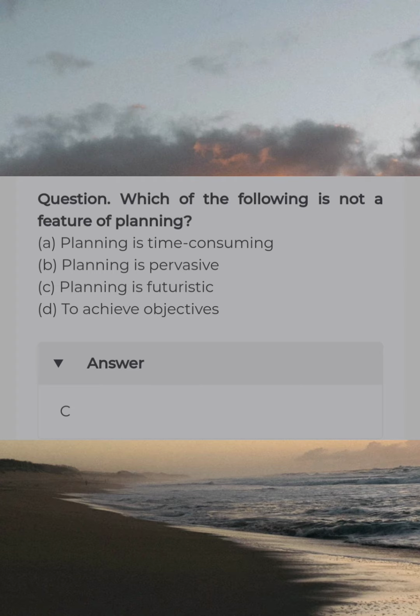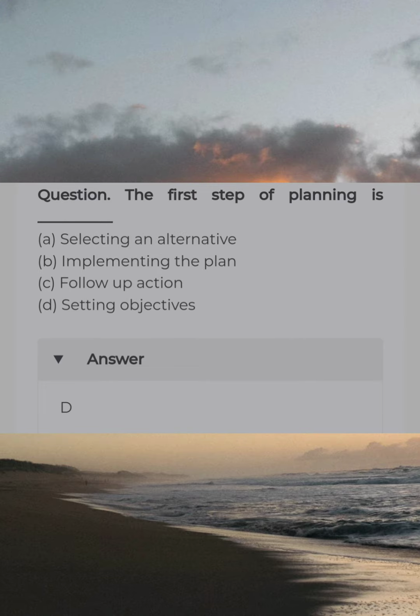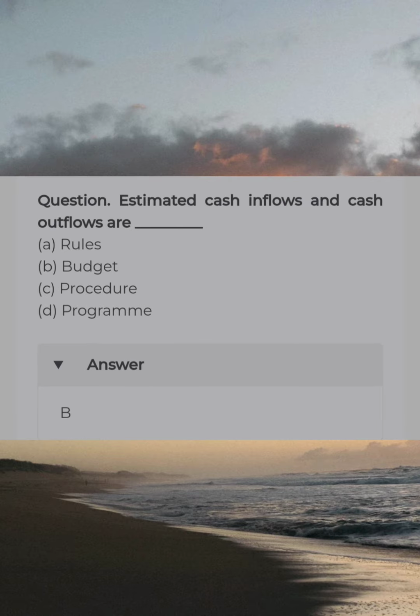Which of the following is not a feature of planning? Answer C, planning is futuristic. The first step of planning is dash. Answer D, setting objectives. Estimated cash inflows and cash outflows are dash. Answer B, budget.